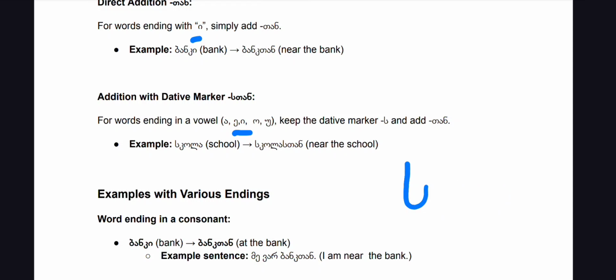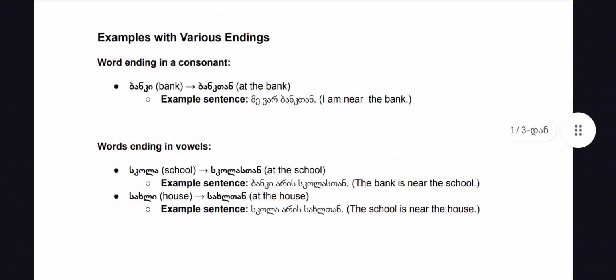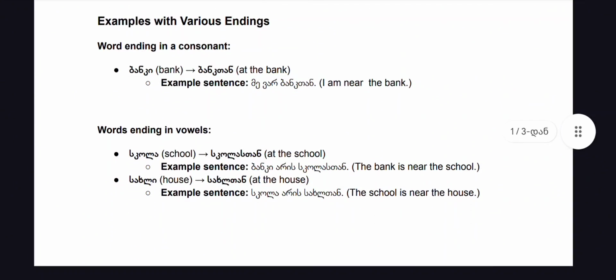Okay, then let's go a bit down. If you have this example of banki and you want to say I am near the bank, in Georgian it would be me var banktan. I think it's not very difficult. If the word ends with E, you have to add tan. If the word ends with other vowels, you have to add stan.